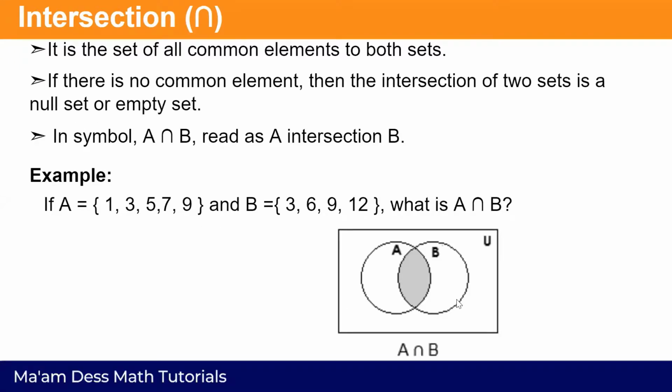Okay, now, so look at this Venn diagram. Ang may shade po dito ay yung gitna. So, A intersection B. So, again, our answer is 3 and 9.